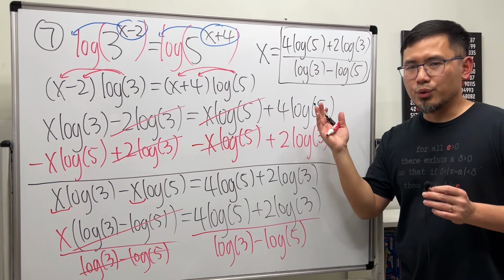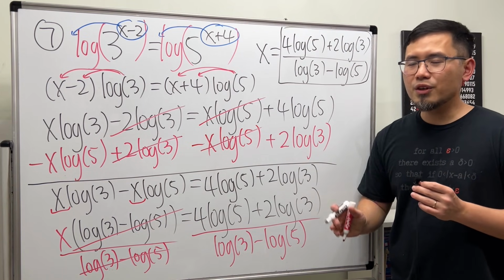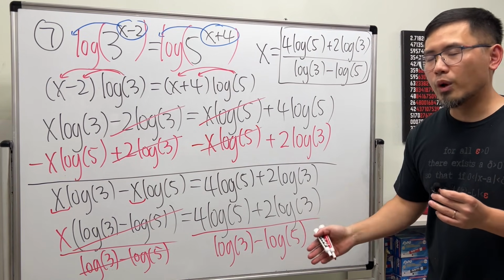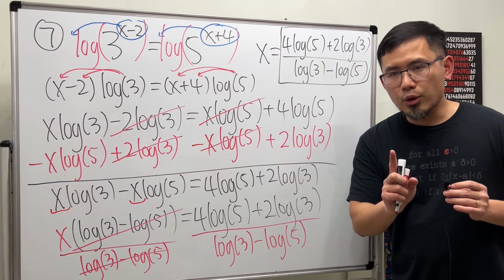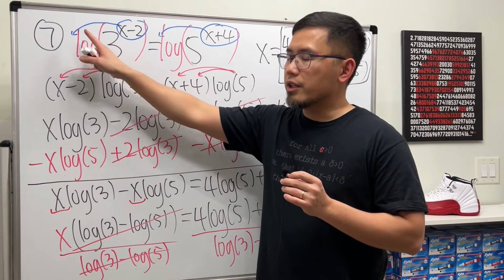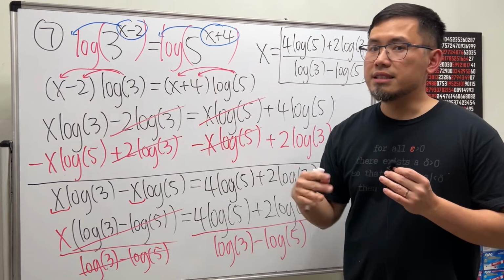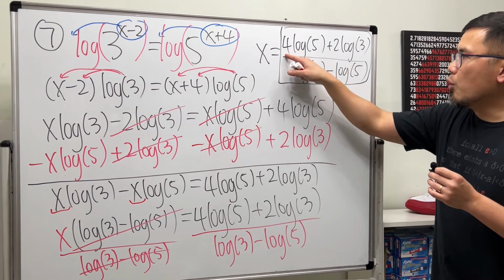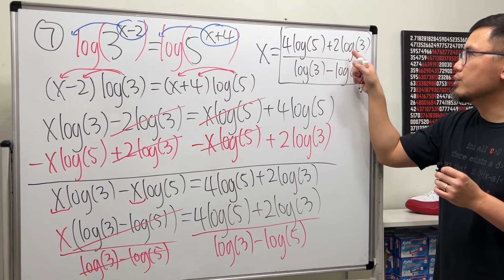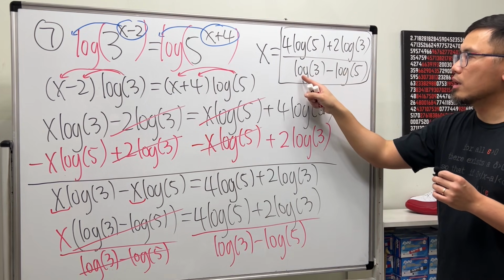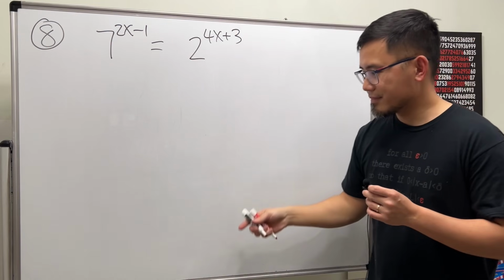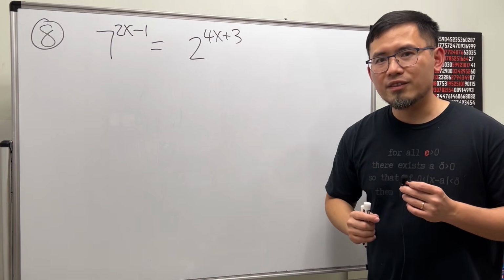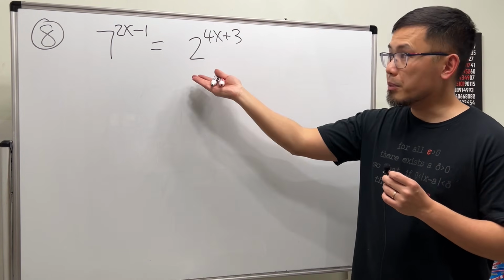Is there a different way to do it? Yes, you can check out my other video for it. I think this is more of a standard way, so I would like to just show you guys this in this video. A side note though, if you took the natural log originally right here, this is okay as well. If you have 4 ln of 5 plus 2 ln of 3 over ln of 3 minus ln of 5, that's okay as well.